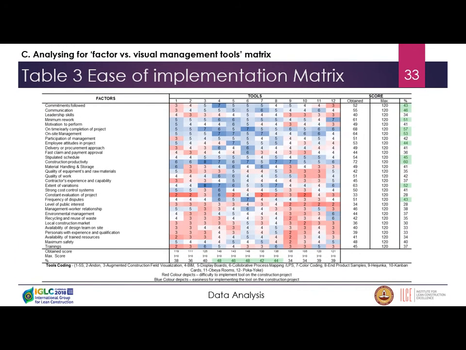Similarly, this is the implementation matrix. Same factors and same tools, but how easy are these tools to implement on the site? If all of them are applied on the basis of easiness, then it would improve construction productivity, and if only 5 tools are applied on the site, then they would be BIM, display boards, collaborative process mapping based on the last planner system, color coding, and OBEYA rooms.